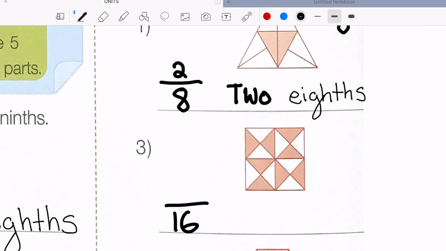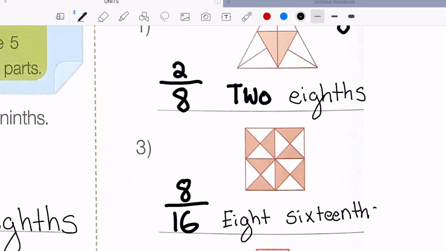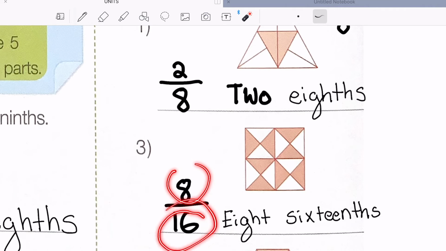Let's take a look at how many triangles are colored in. We see 1, 2, 3, 4, 5, 6, 7, 8. We see 8 triangles colored in. So we're going to write 8. How do we write that in words? We write 8 normally, E-I-G-H-T. And then we're going to spell sixteenths, S-I-X-T-E-E-N-T-H-S. So we're going to say 8/16 if we see 8 on the top and 16 on the bottom. We see 8 as our numerator, 16 as the denominator.